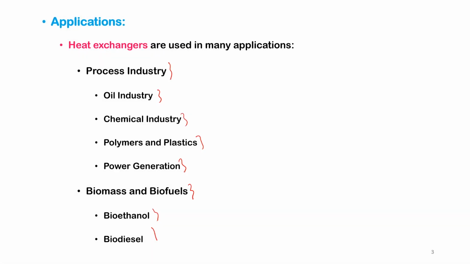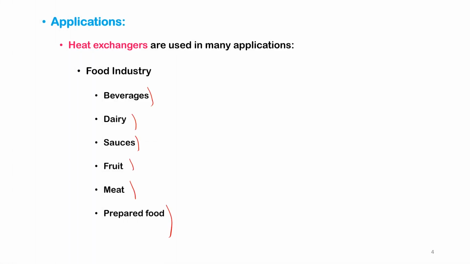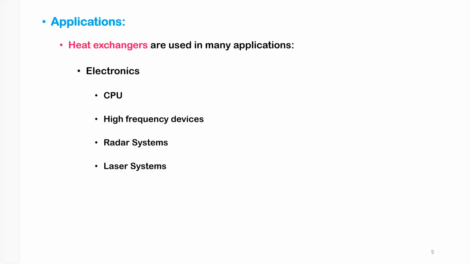In the process industry, most of the chemical reactions are highly sensitive to temperature, since it affects the reaction rate. So you want to control the reaction rate to optimize the reaction yield.